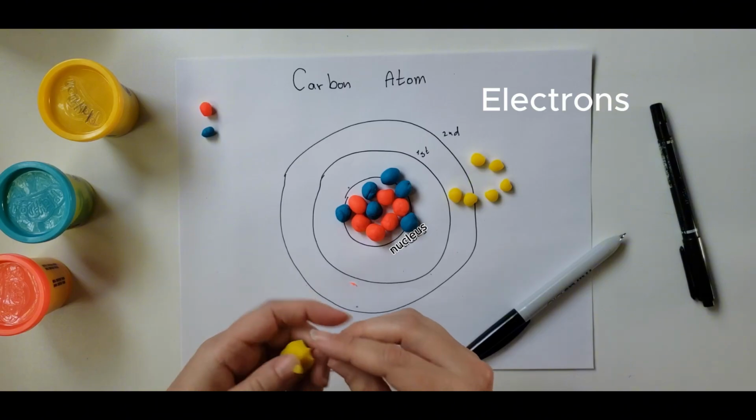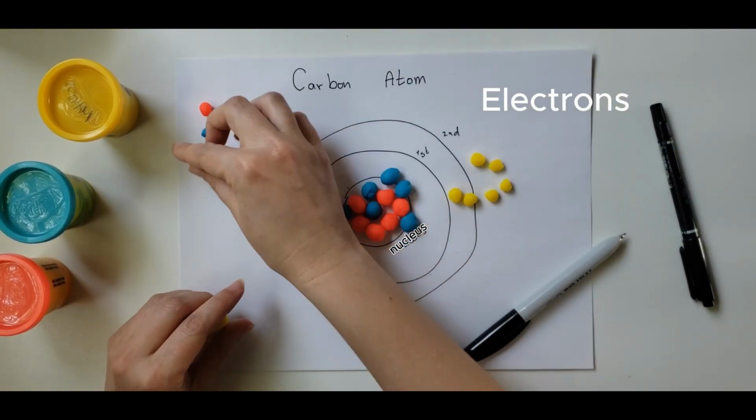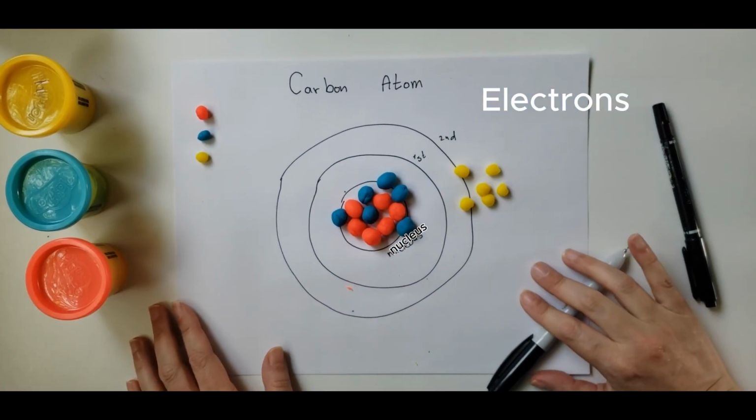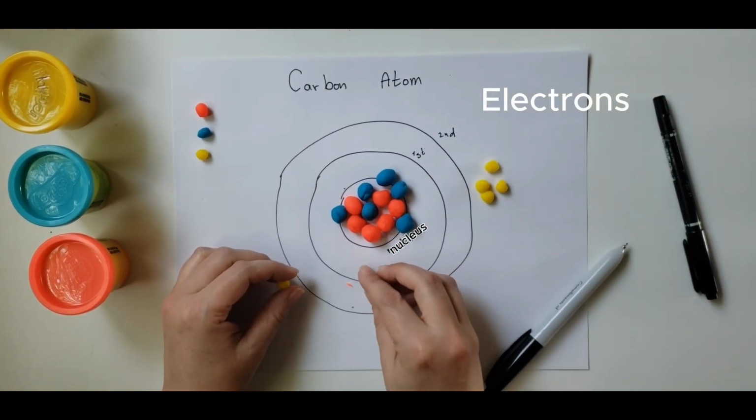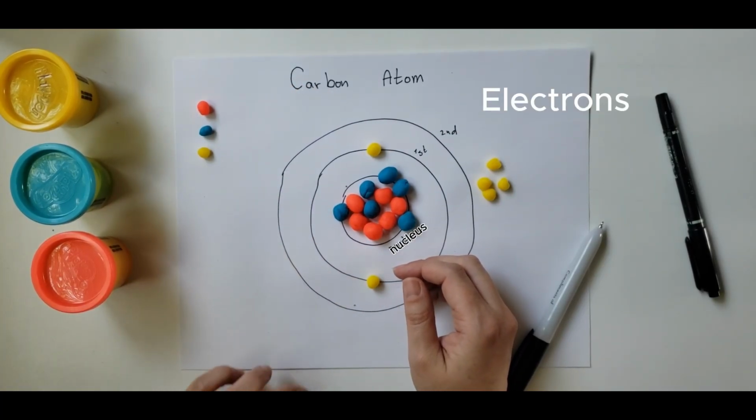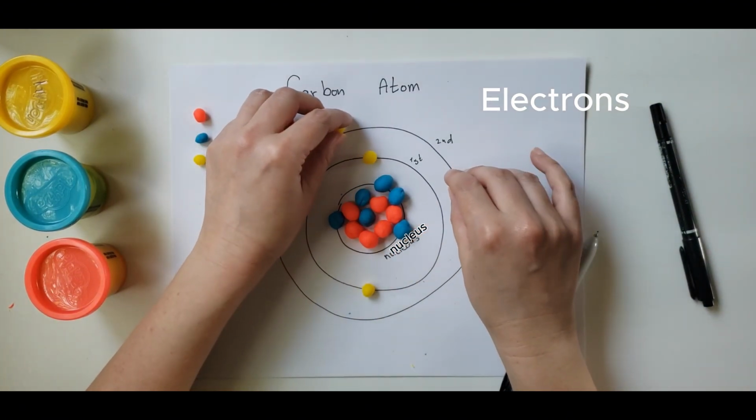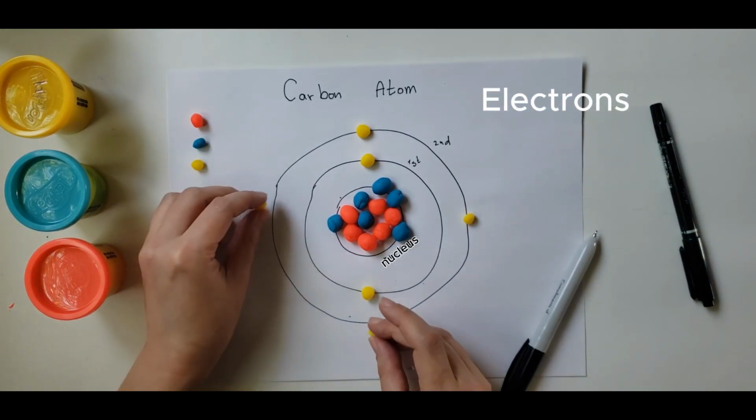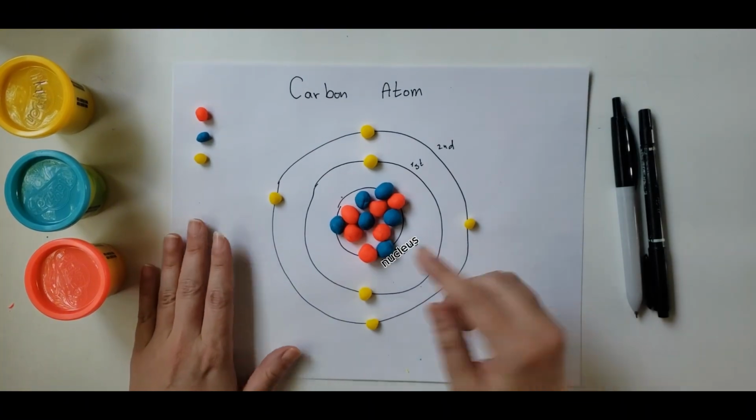Six electrons, and 1 more for the legend. Let's place the electrons in the electron shells. 2 electrons go in the first shell. 4 more electrons go in the second shell. Here we go, 6 electrons. Let's squish them into place.